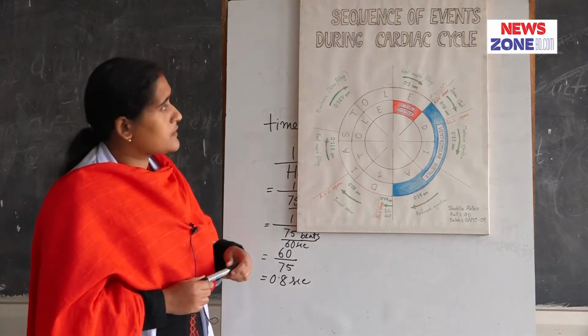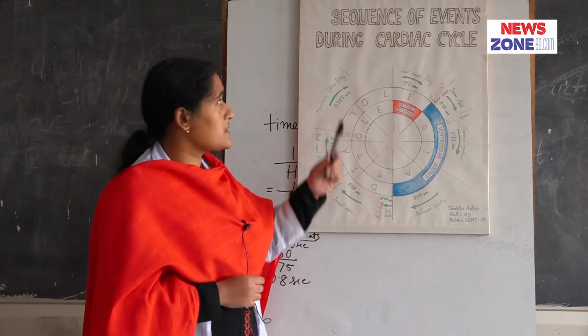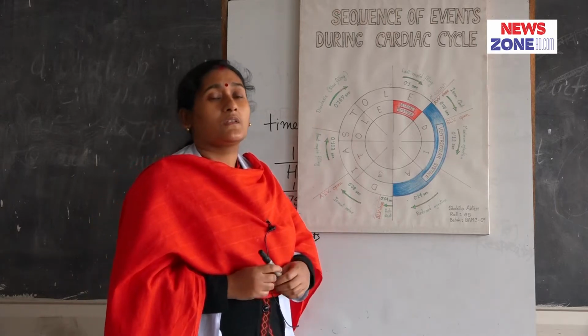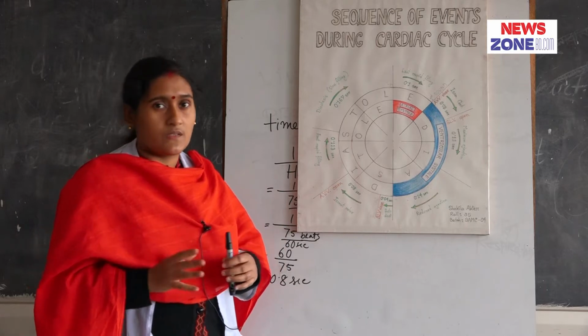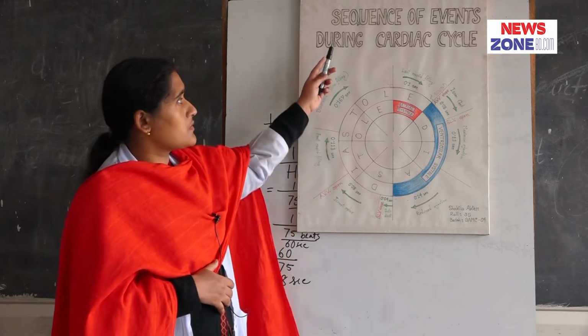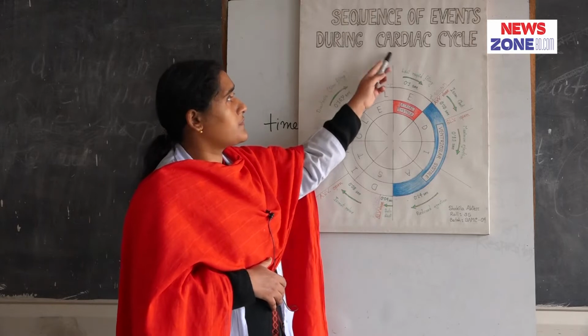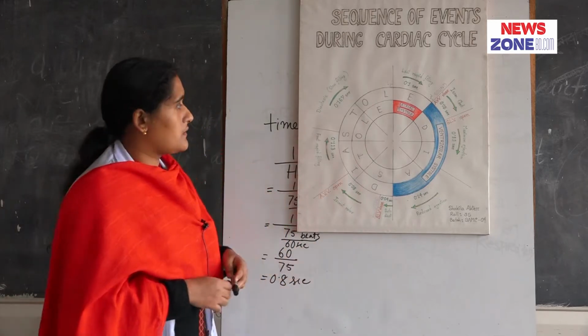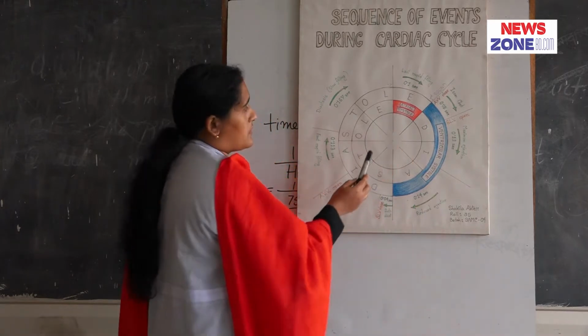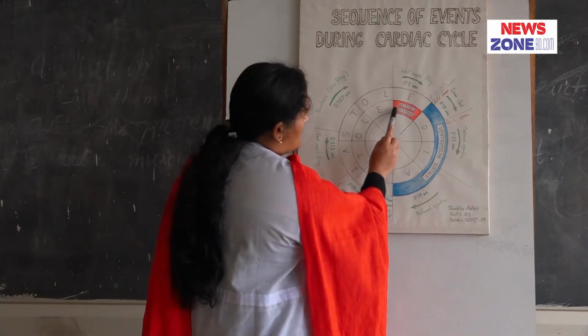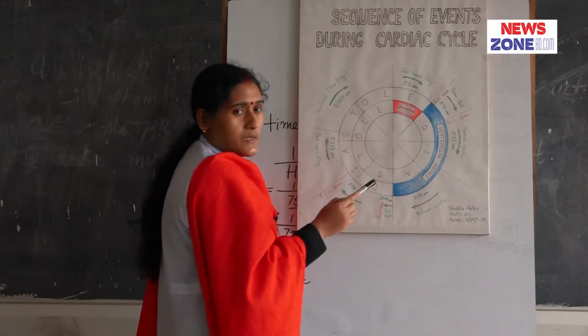In the question, there are two types of question: events of cardiac cycle and what are the changes that occur during cardiac cycle. The answers are different. When the question says what are the events of cardiac cycle, then you write that there are two types of events in cardiac cycle, that is atrial event and ventricular event.